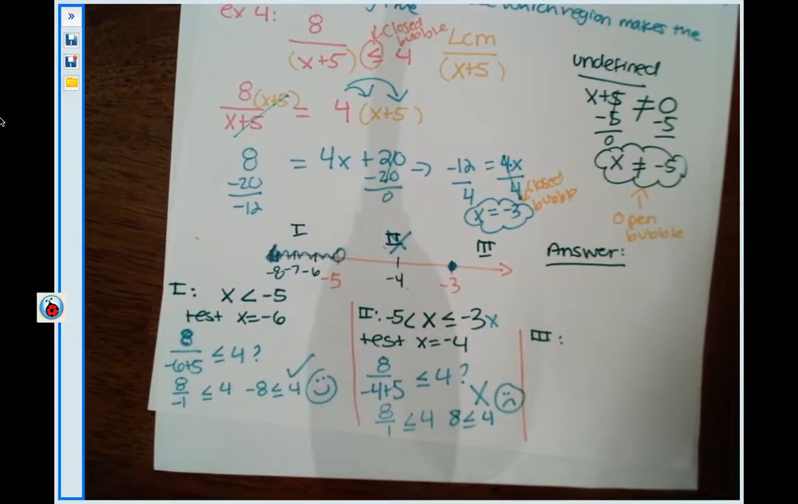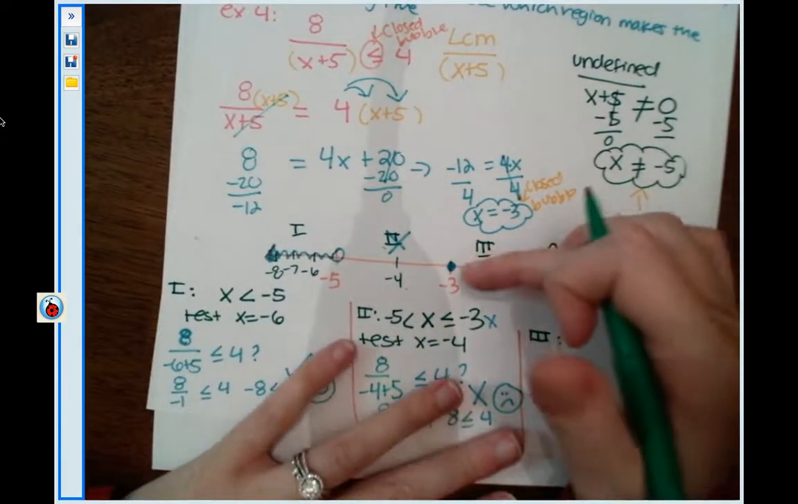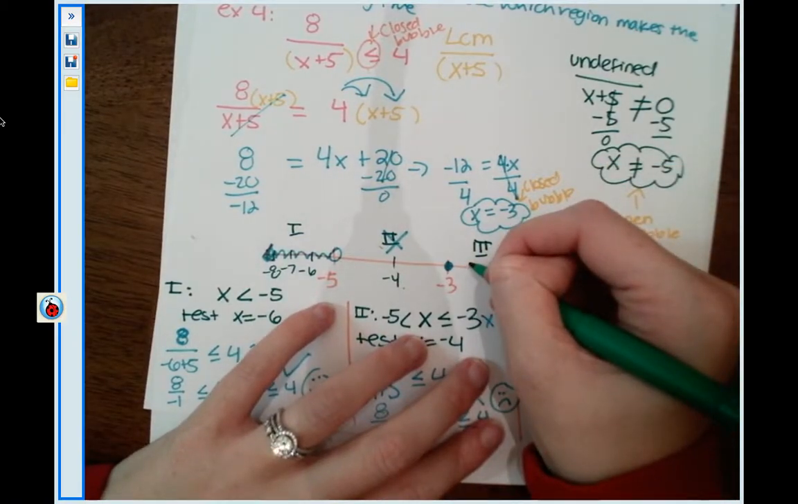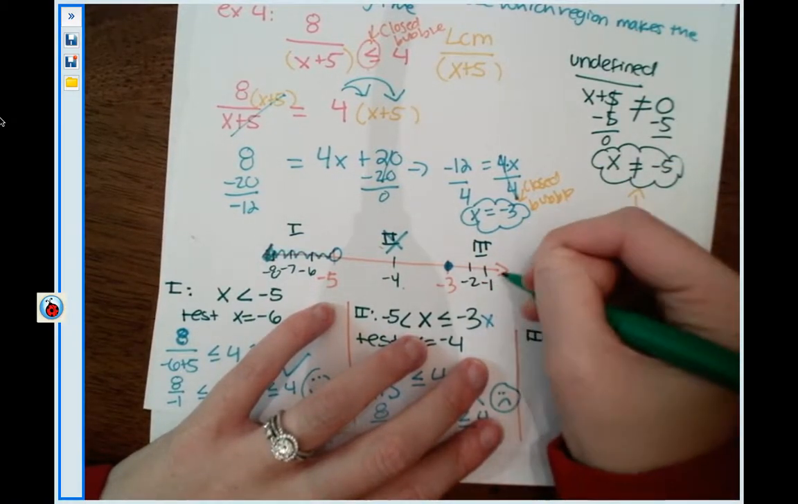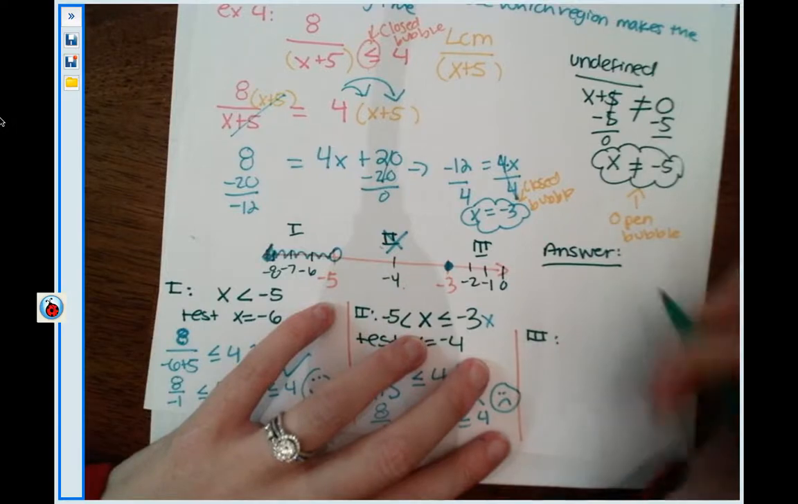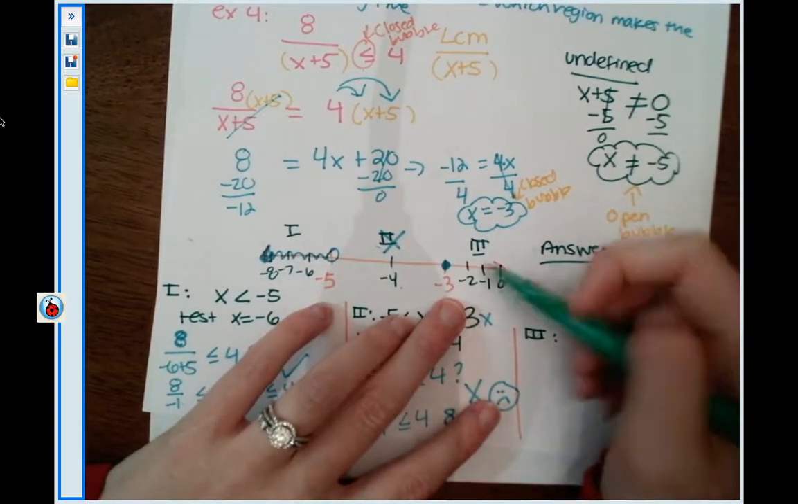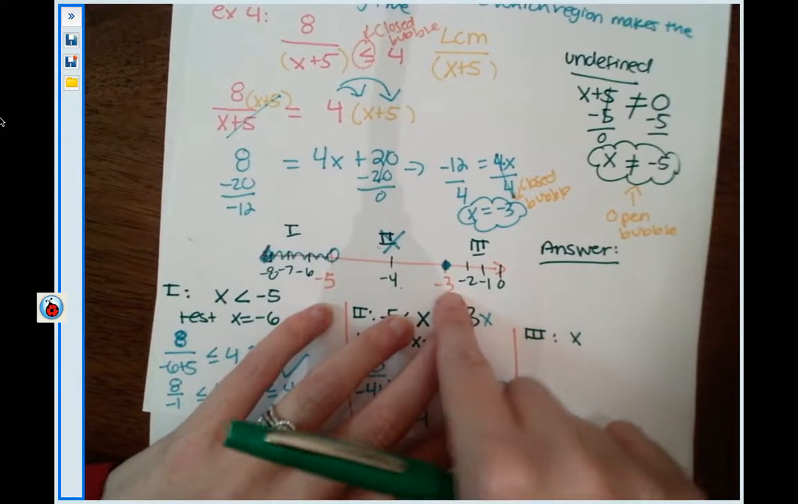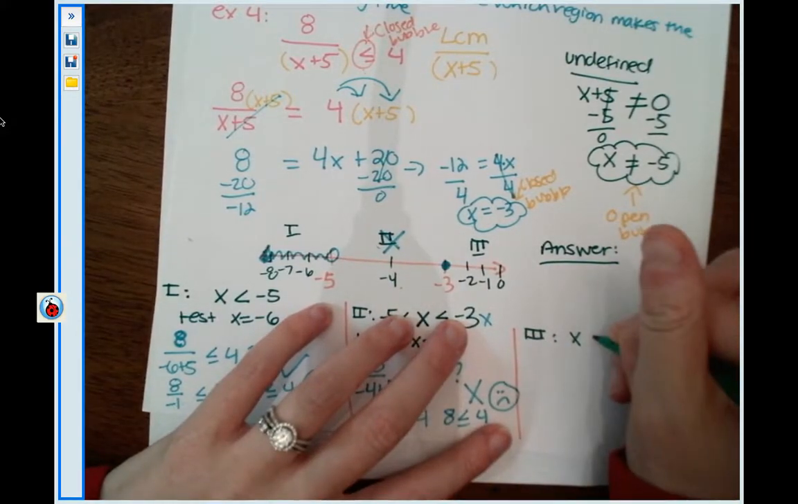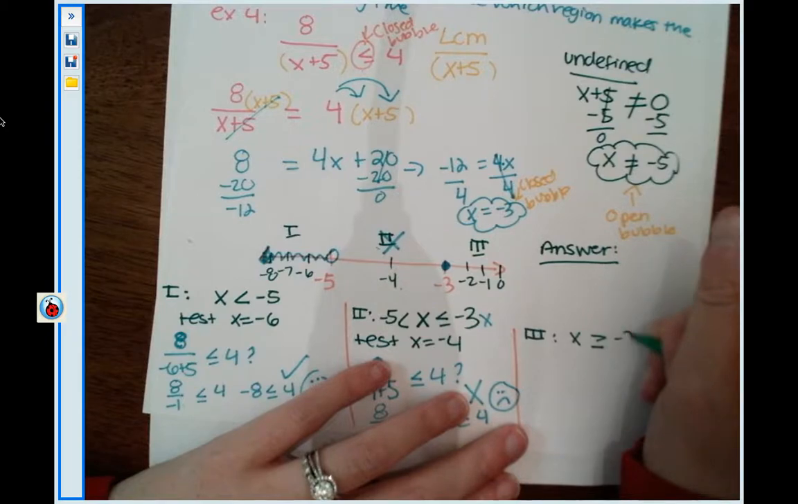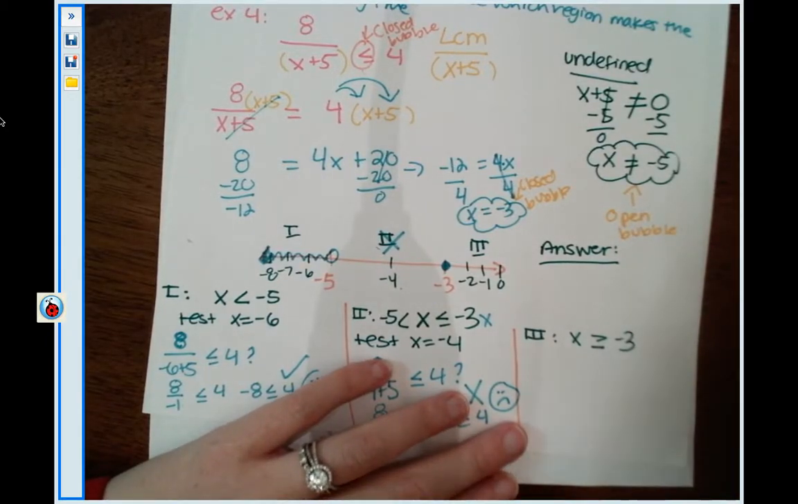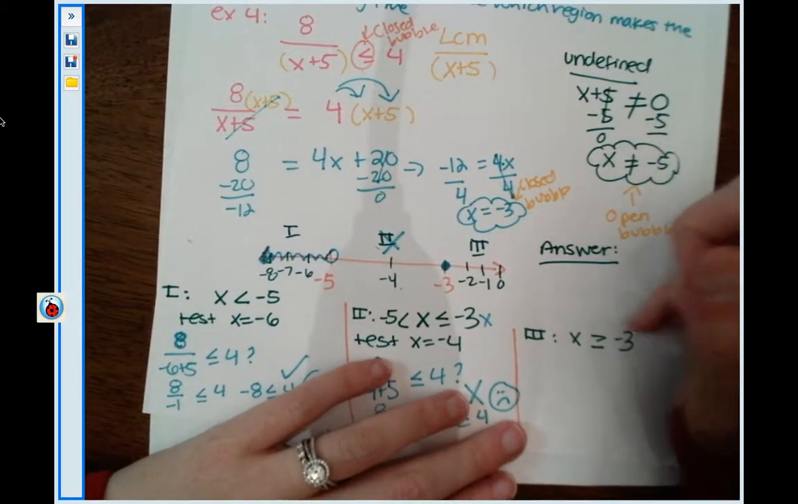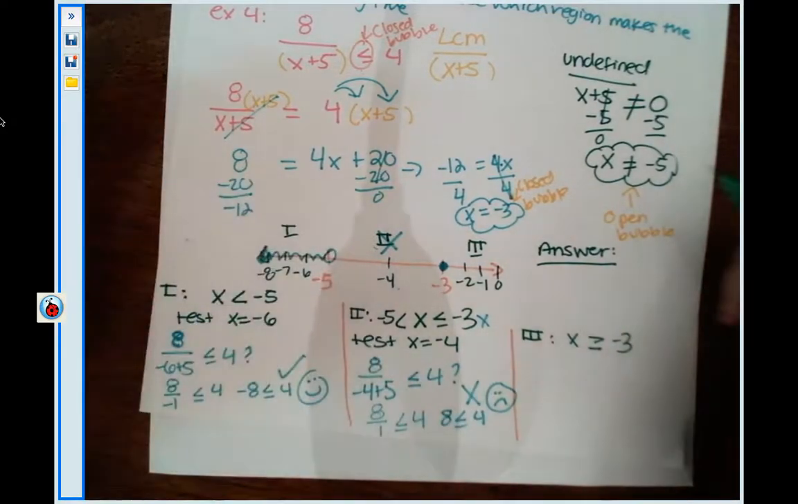Alright guys, let's see what happens with this final interval. I have a really good feeling about this final interval, so let's see what happens. Okay, so my final interval, these are things like -2, -1, 0, etc. Okay, so this is where x, these things are larger than -3, and it can equal -3 because we have a closed bubble. So x is greater than or equal to -3. So let's see here. I want to test something that is greater than or equal to -3.